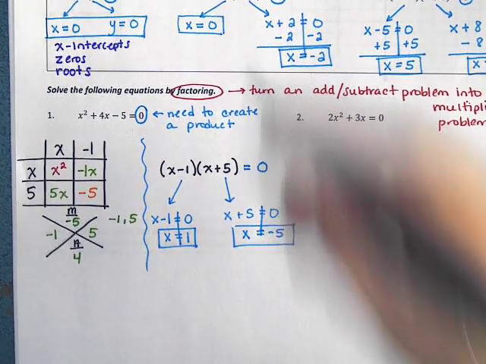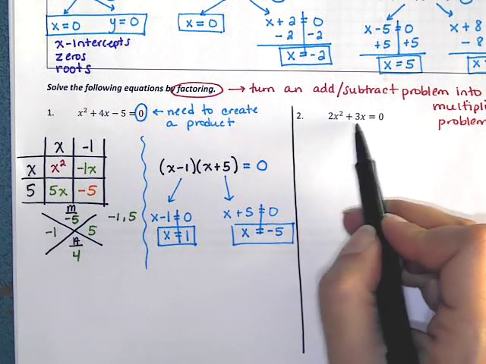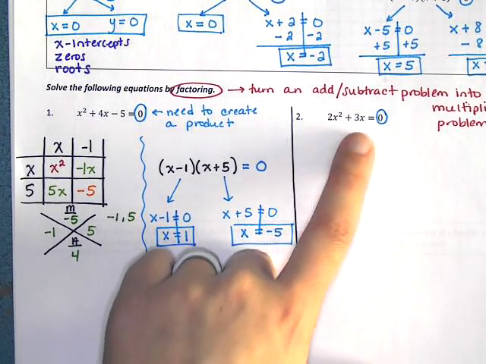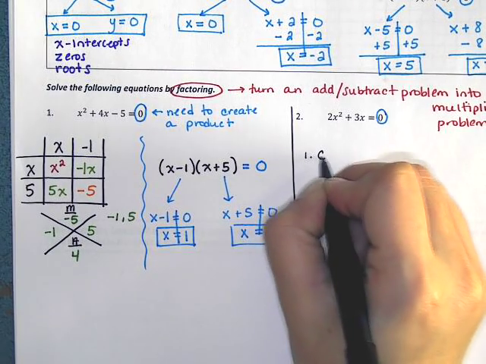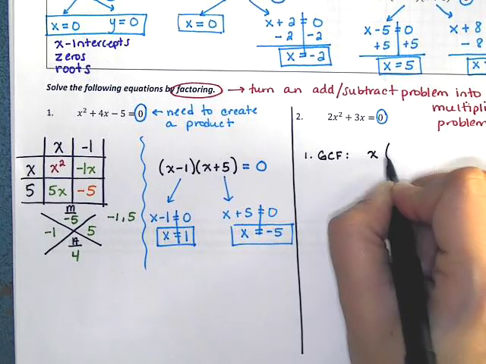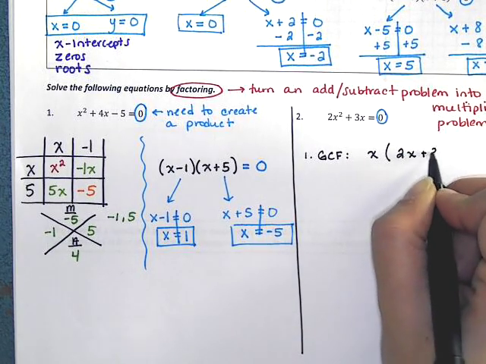Now in the next problem, again, I'm noticing that I have an addition or subtraction problem instead of a multiplication problem, and I know that I need a multiplication problem because I'm equal to 0. So I know that I need to create a product. Now in this problem there are only 2 terms. So I'm going to start by looking for the GCF, which in this problem would be x. And then when I factor that out, I would have parentheses 2x plus 3.